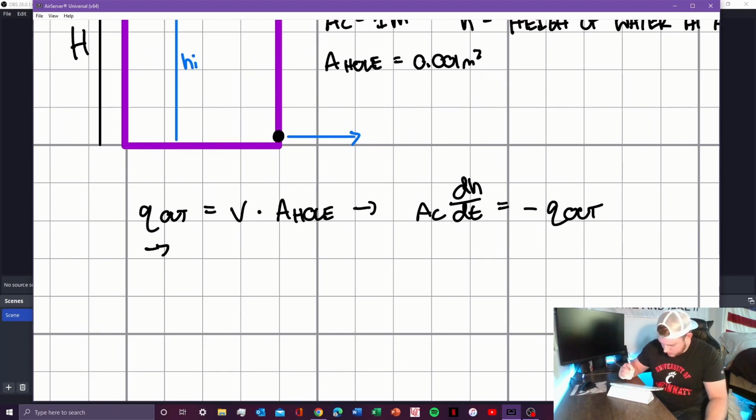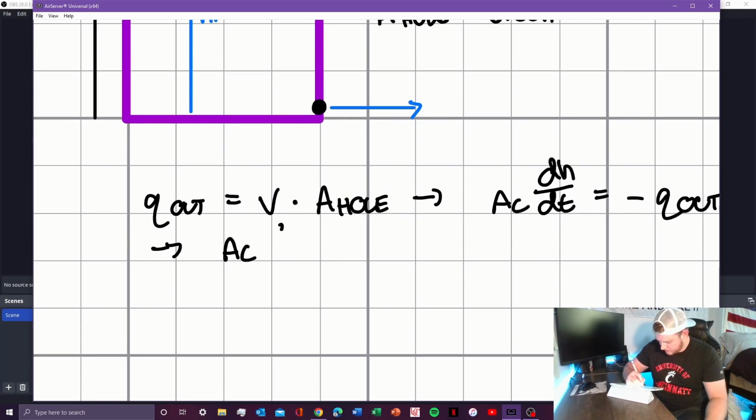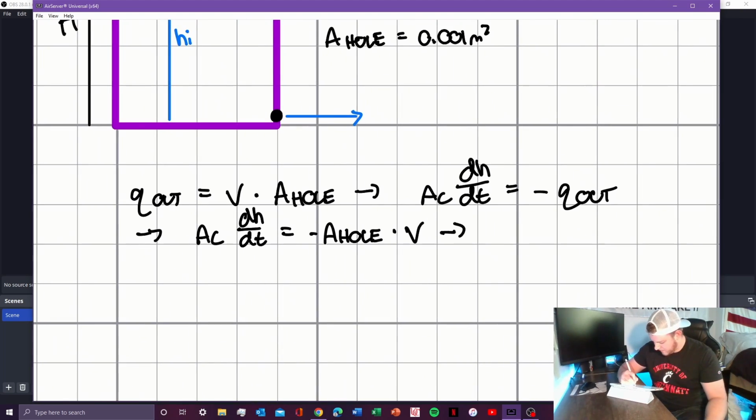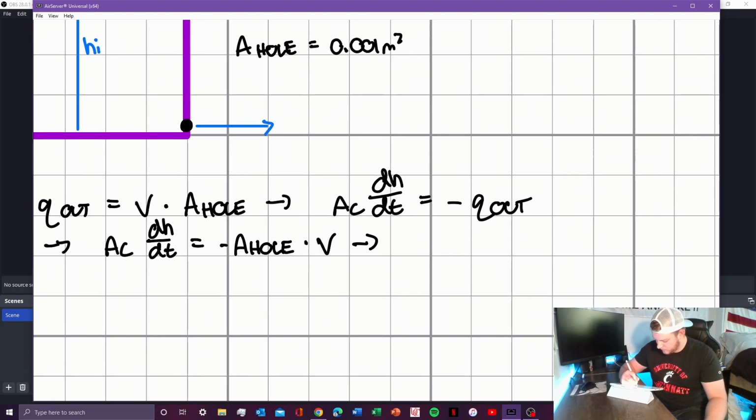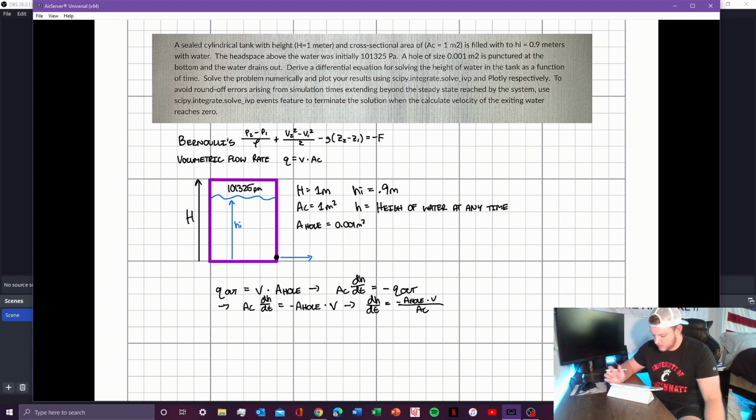And we would spit out the cross-sectional area of the tank times the height with respect to time would be equal to the negative area of the hole times the velocity of the water leaving the hole. If we then divide the cross-sectional area out, we are left with an equation that is solving the height of the water in the tank as a function of time. That is just what we need.